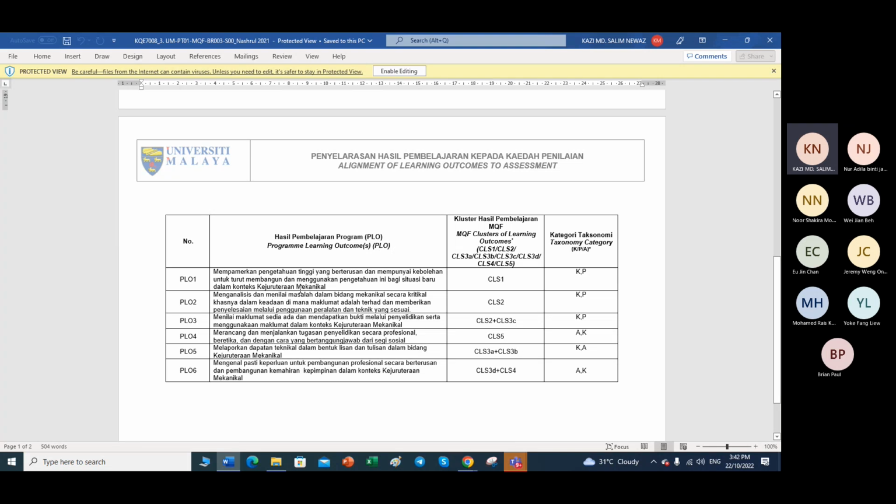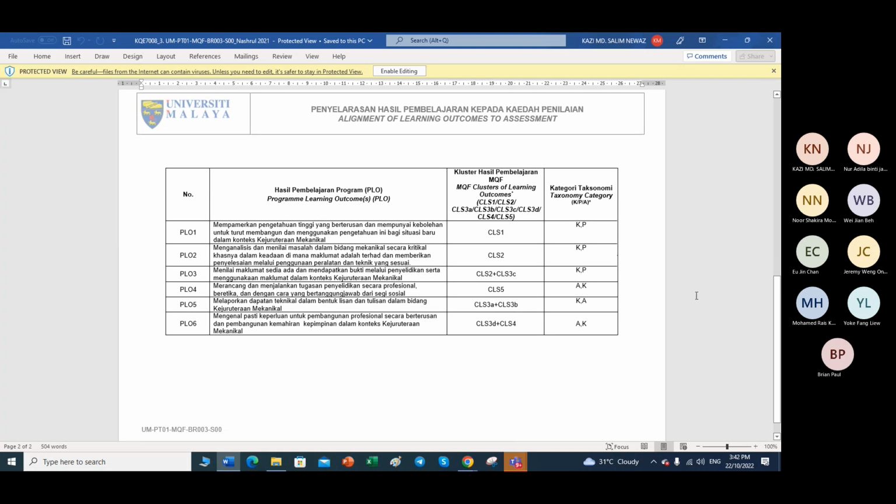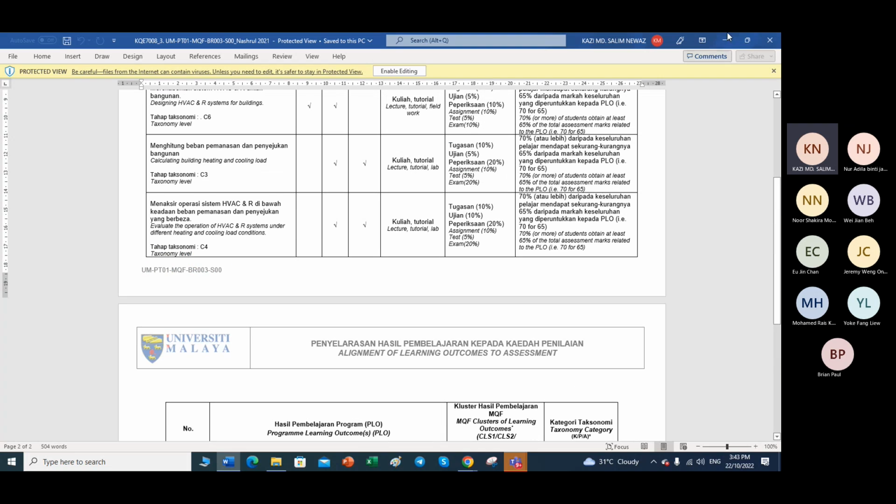So this link is, if you can read the Malay there, if you can read. So you see there, this is linked with these program outcomes. So similarly, we move on to the next section there.